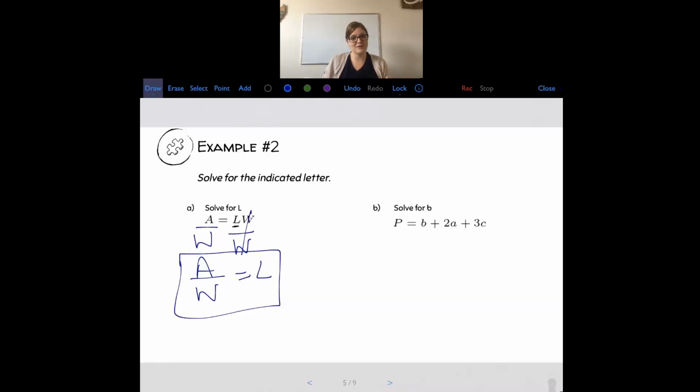One note is that software tends to be picky, and so notice here how the variables are given to you in all capitals, and so when you're entering your answer, make sure that you're matching what you were given to begin with. In part B, we have P is equal to B plus 2A plus 3C, and we're being asked to solve for B.